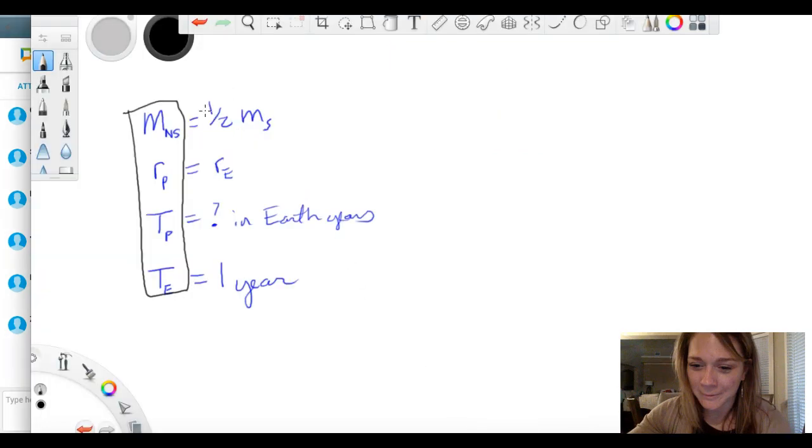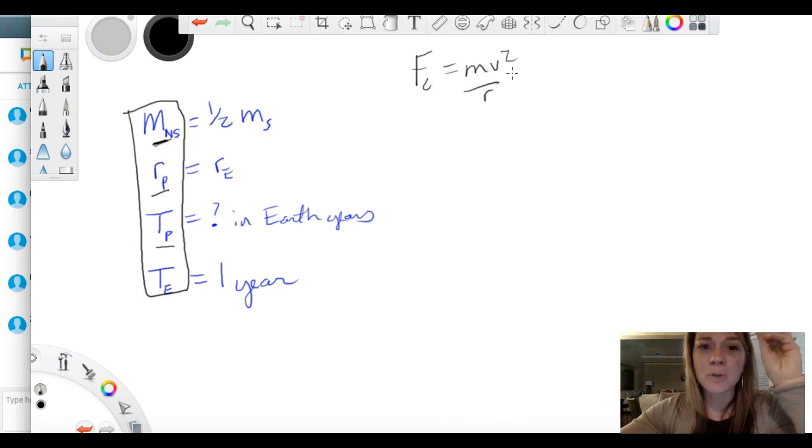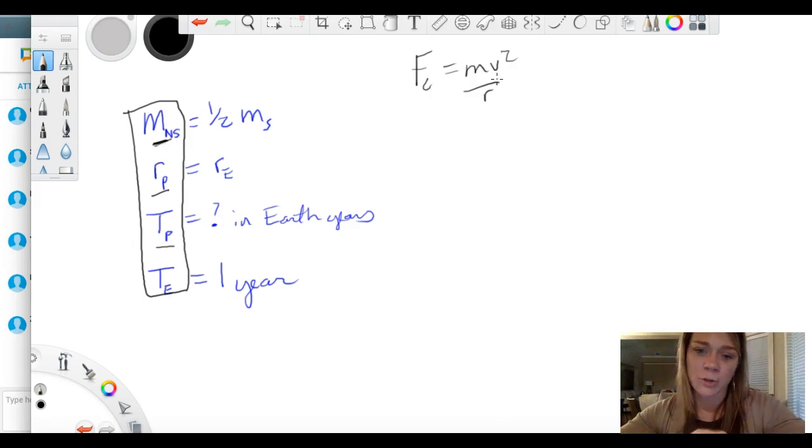Okay, we need an equation that relates the mass of the central body, the radius of the orbiting body, and the period. First of all, you probably have no idea where to begin, but this is centripetal motion. An orbiting body is centripetal motion. So I know that the centripetal force equation is mv squared over r. Anytime you don't know where to start, you just start writing down the equations that you know pertain or could pertain to this situation, and then you find your strategy from there.